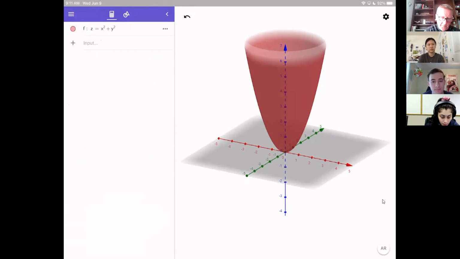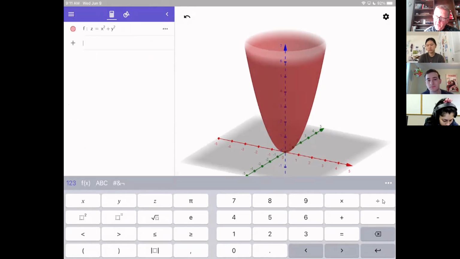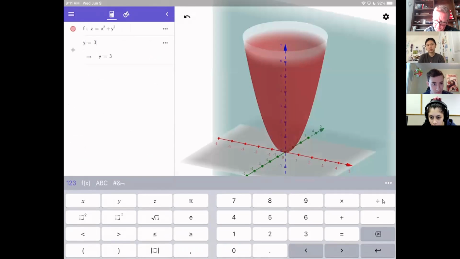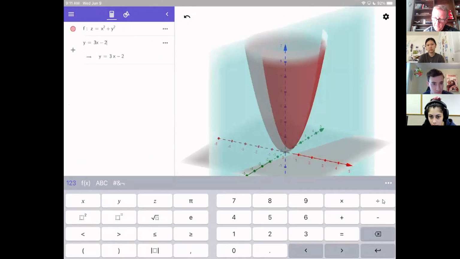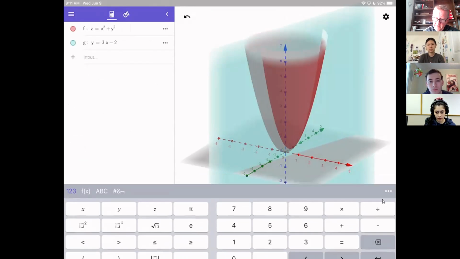I don't know. Okay, where were we? So I'm hoping, and I actually don't know the answer to this, I'm hoping it will actually graph the plane when I say y equals 3x minus 2. Oh, good, it did. So that's what it should graph. Does that make sense? Because z has not been spoken for, and so it's everything.